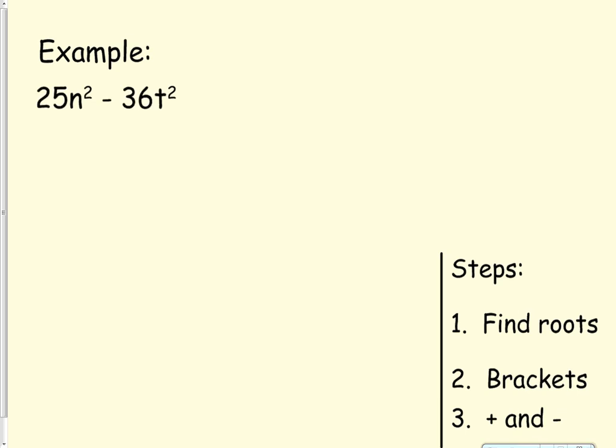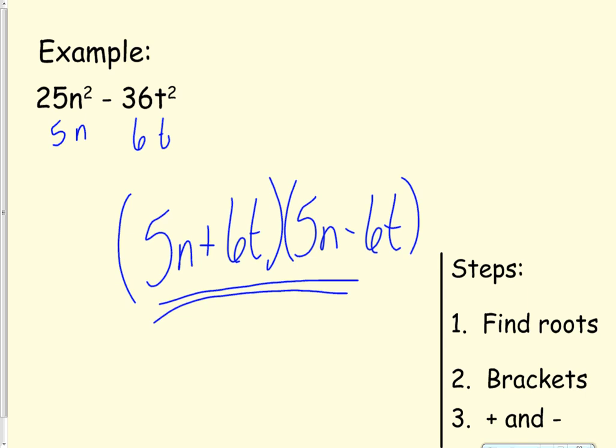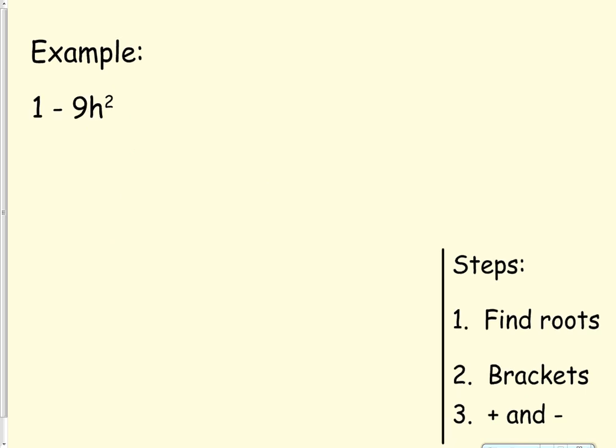Don't worry if there are numbers involved, coefficients in front of these terms, because if they're square numbers, it still works. So the root of 25 is 5, the root of n squared is n, the root of 36 is 6, and the root of t squared is t. So I've got my roots, and I can put those into brackets, keeping them in the same order that they are in the expression. And then I just put a plus in one bracket and a minus in the other. And we are done. Simple as that.